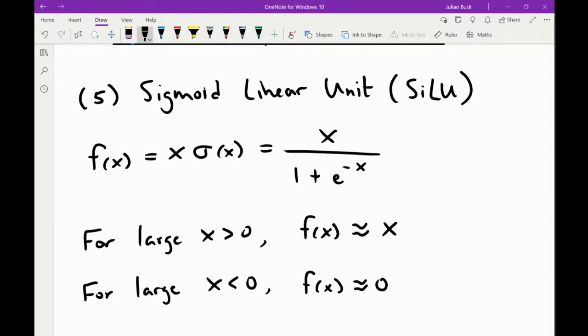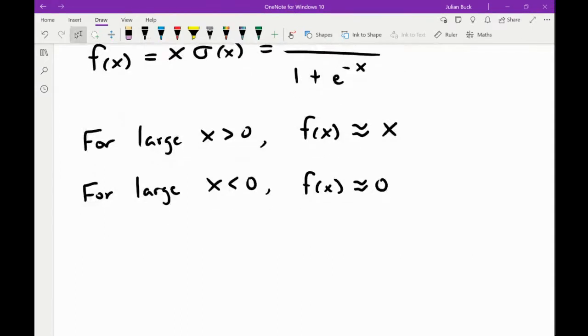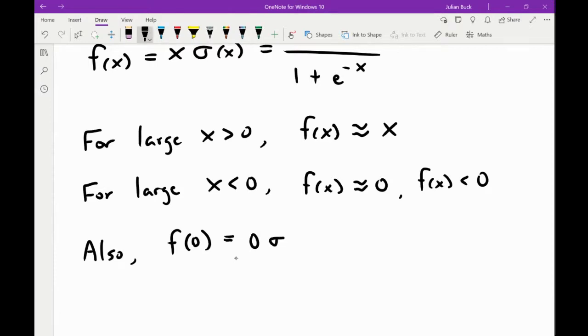Also, we can observe that it will be negative because the denominator is always positive. The exponential part will always be a positive number, whether it's big or small. So the numerator is controlling the sign. So f of x is going to be a small negative number. Also, we can make the following nice observation. f of 0 this time is equal to 0. So it passes through the origin in the same way that the rectified linear unit does. Since it's just 0 times sigma of 0, sigma of 0 is a half, but 0 times that gives us 0.